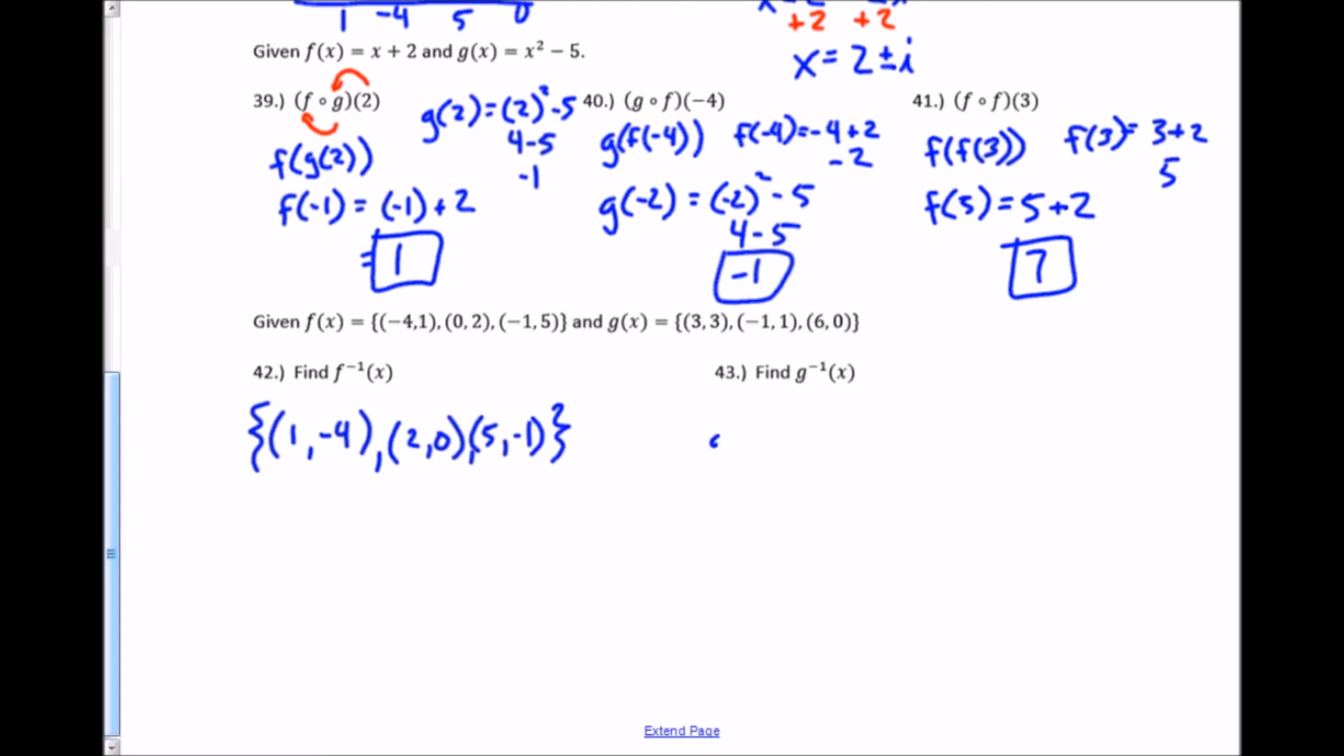I do the same thing with my g function. I just switch each of the ordered pairs. So I start with the first one. Instead of 3, 3, I do 3, 3. I switch them. Instead of negative 1, 1, I do 1, negative 1. Instead of 6, 0, I do 0, 6. And that's it. That's my inverse. Okay, I switch the x's and the y's.